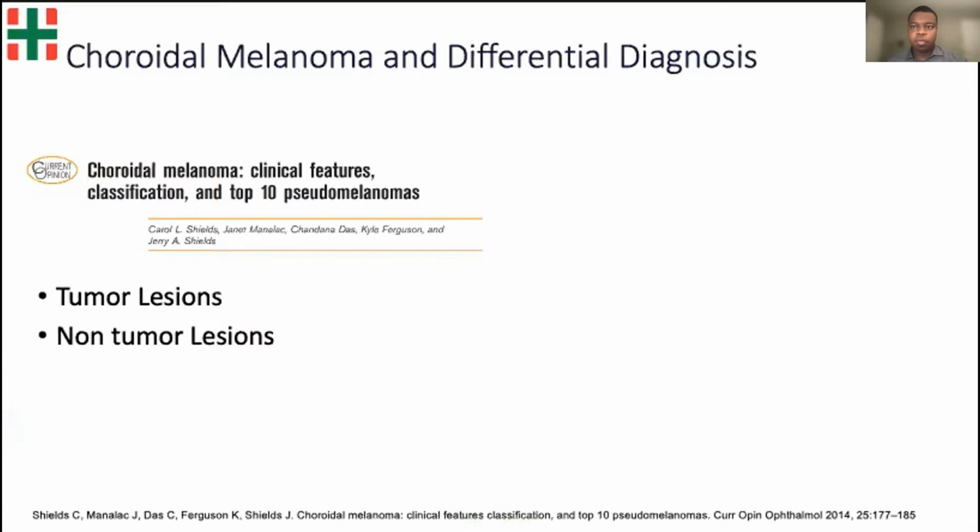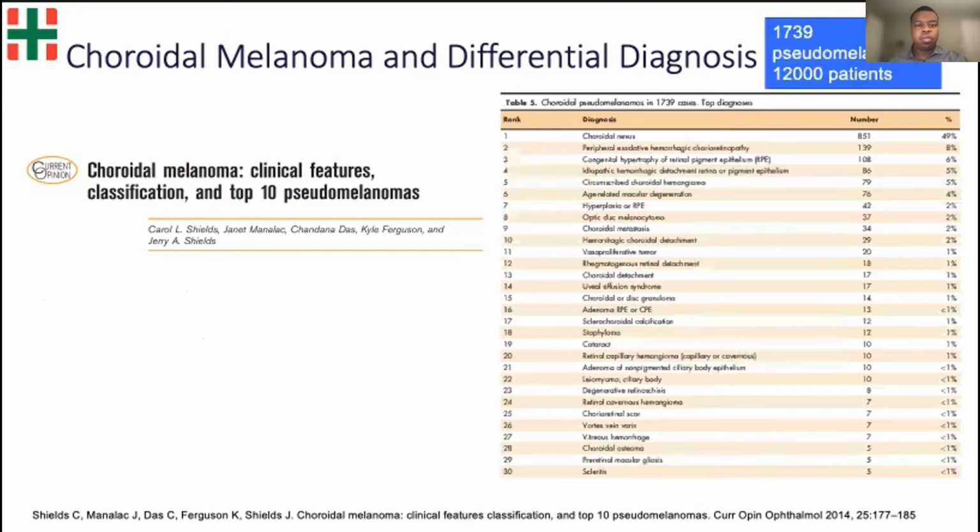Muy bien. Ya en el año 2014, el grupo de la doctora Shields publicó un trabajo sobre el melanoma coroideo y sus diagnósticos diferenciales, analizando 12.000 pacientes referidos en un periodo de 25 años. 1.739 fueron diagnosticados con pseudomelanoma. ¿Y cuáles eran esas lesiones?